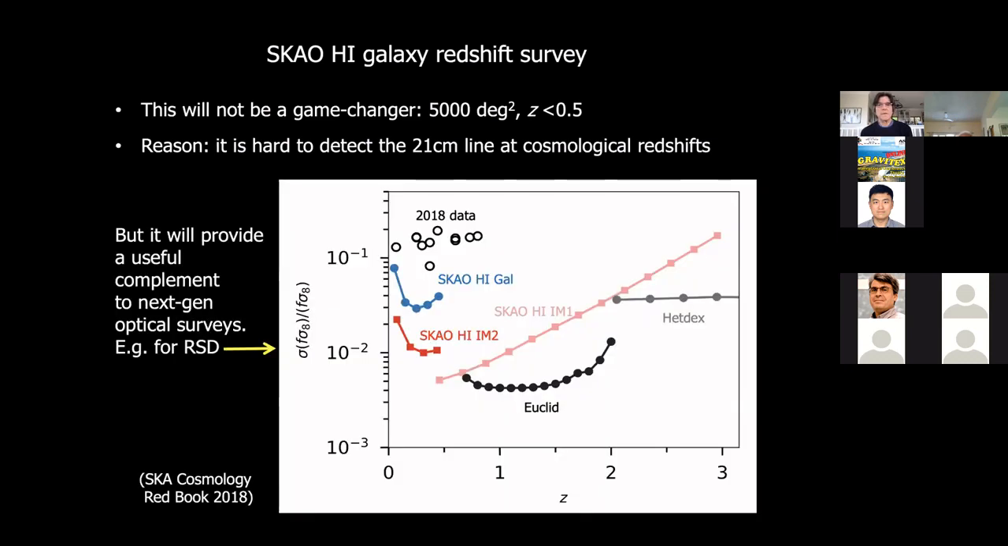But nevertheless, this galaxy redshift survey on the SKA will be a very useful complement to the higher redshift next generation surveys, and it will also overlap with part of DESI, for example. So it will allow for interesting cross correlations and cross checks and investigation of systematics. This cartoon here shows the galaxy survey's predicted errors for redshift space distortions compared, say, to Euclid. You can see Euclid obviously outperforms it.